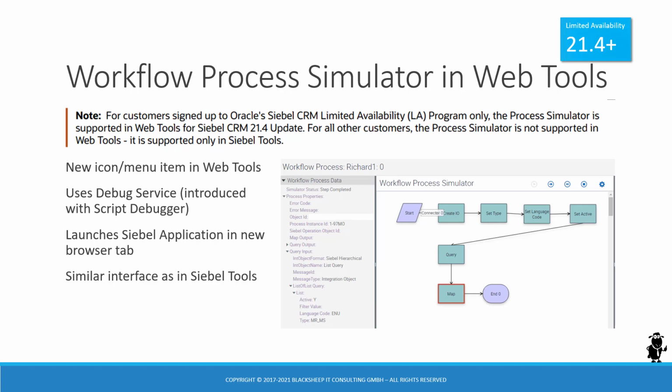And then the usability for the developer, or the developer experience, is very similar to Siebel Tools legacy. So you step through the workflow process, the steps are executed, error messages are displayed or not, and you can inspect the properties in the left-hand side workflow process data panel, which is very much like the watch window in Siebel Tools.